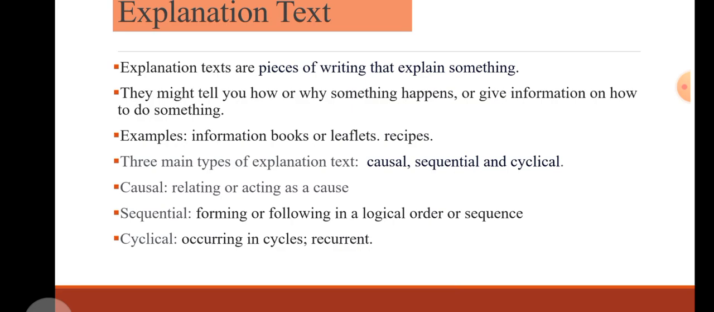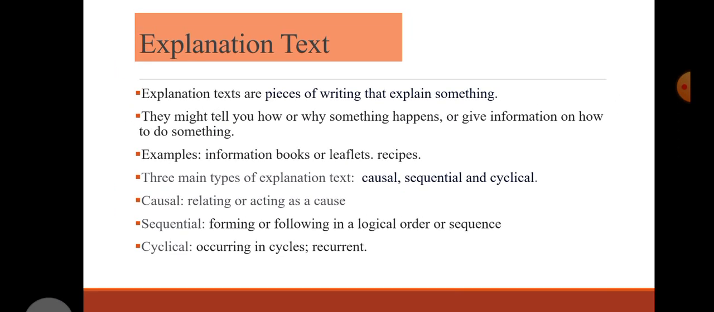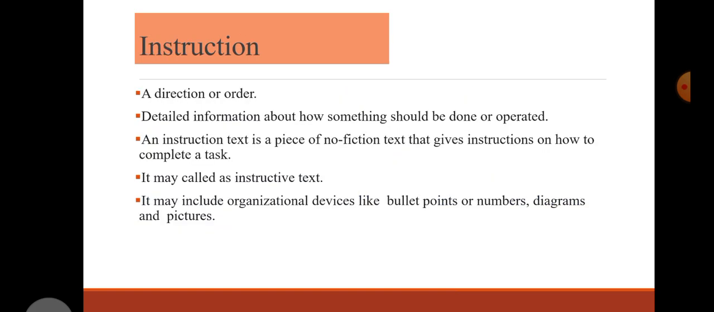Causal, relating or acting as a cause, meaning that you are talking about only the cause of any factor in society. Sequential, forming or following in a logical order or sequence, as we may say chronological order, like 1, 2, and 3, or A, B, C, or first, second, and third. That would be logical order. And then cyclical, occurring in cycles or recurrent. Time and again, it is going to appear in society. That will also be the part of the structure of explanation text.